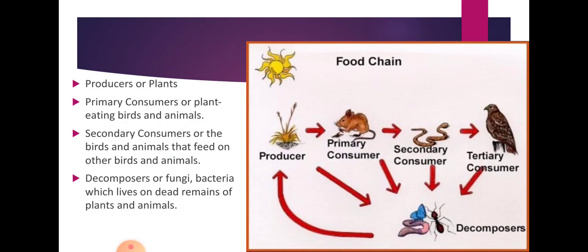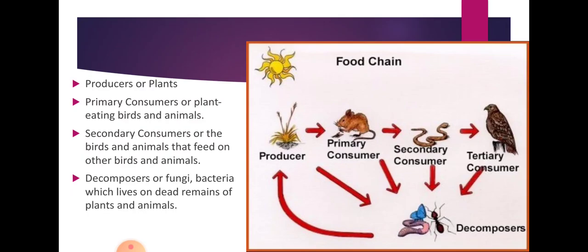Such as, if it is not a rat but a deer in the place of primary consumer, then for the secondary consumer it is a wolf. The deer eats the grasses, and this wolf eats the deer, and the wolf again gets eaten by the lion and other animals. So this is another food chain.